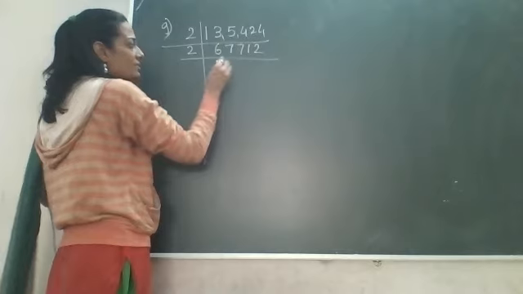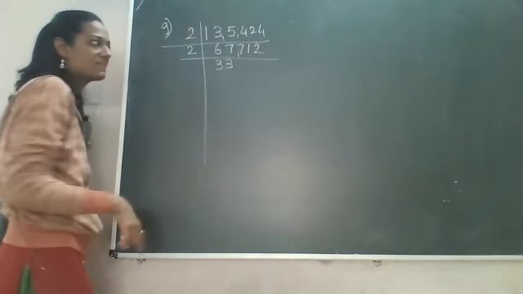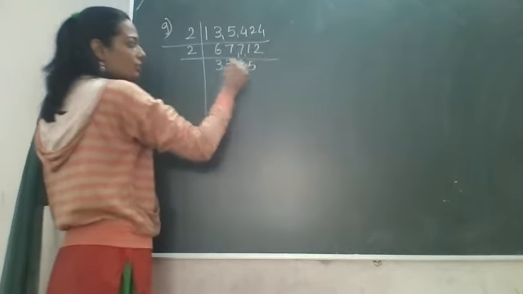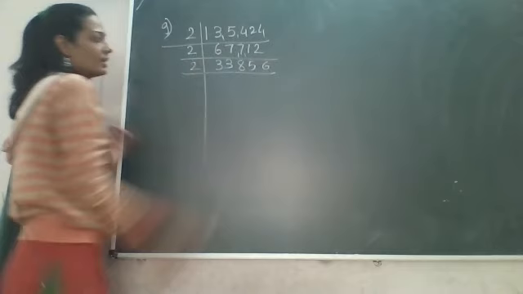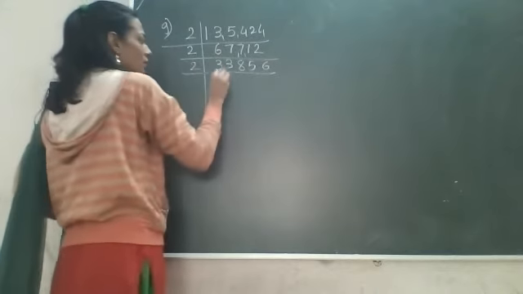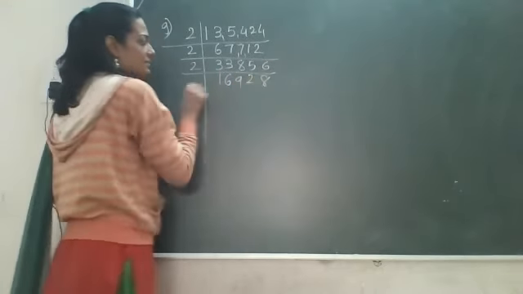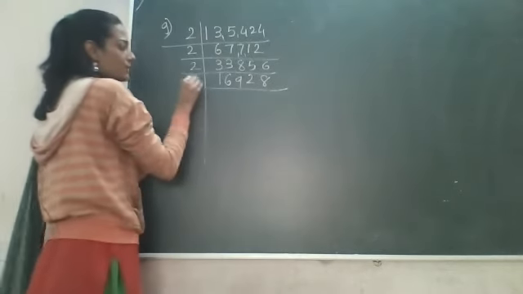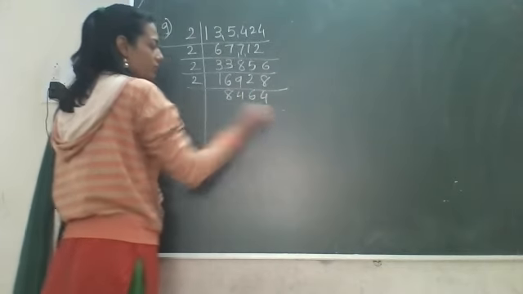2 3s are 6. Here 7 is left. So 2 3s are 6. 1 is left. 2 8s are 16. 1 is left. 2 5s are 10. And 2 6s are 12. Again it is divisible by 2. So 2 8s are 16, 2 4s are 8, 2 6s are 12 and 2 4s are.